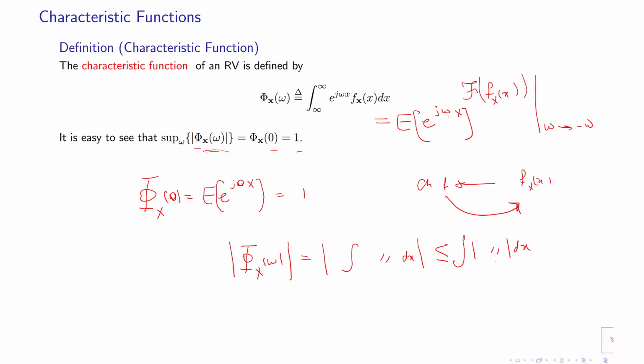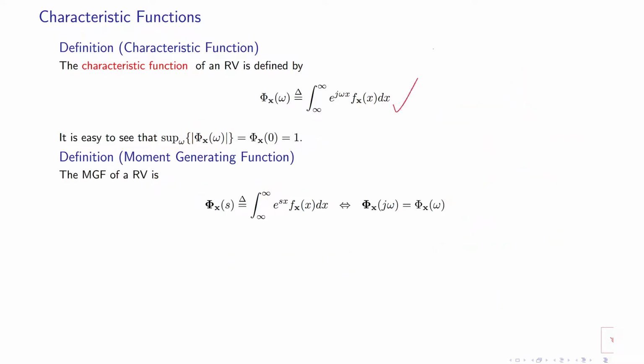Now, here we have e to the power j omega x times fX of x, and the absolute value of this is equal to the absolute value of the first one, which is 1, times the absolute value of the second one, which is the function itself, because it's a non-negative function. And this turns out to be the integral of fX of x dx from minus infinity to plus infinity, and the total integral is equal to 1. So this is proven, which means that this function is always smaller than or equal to this one.